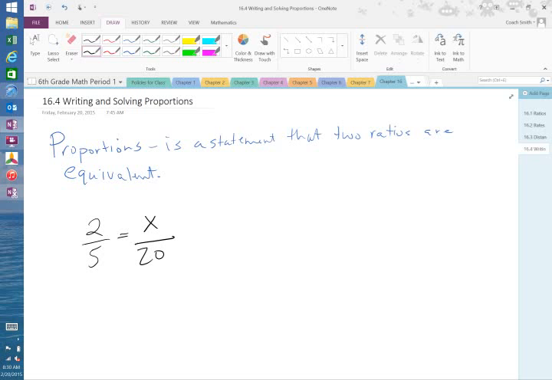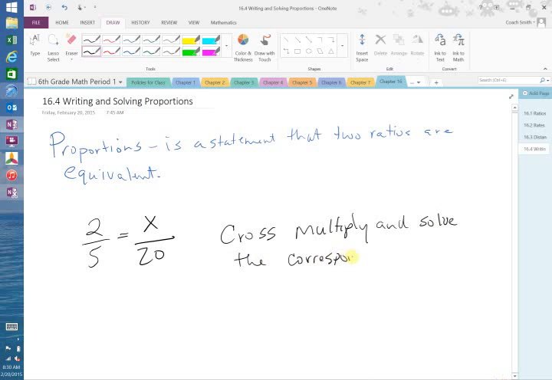Now how we solve that is we cross multiply and solve the corresponding equation. We cross multiply and solve the corresponding equation. So basically we do this: 5 times x equals 20 times 2.